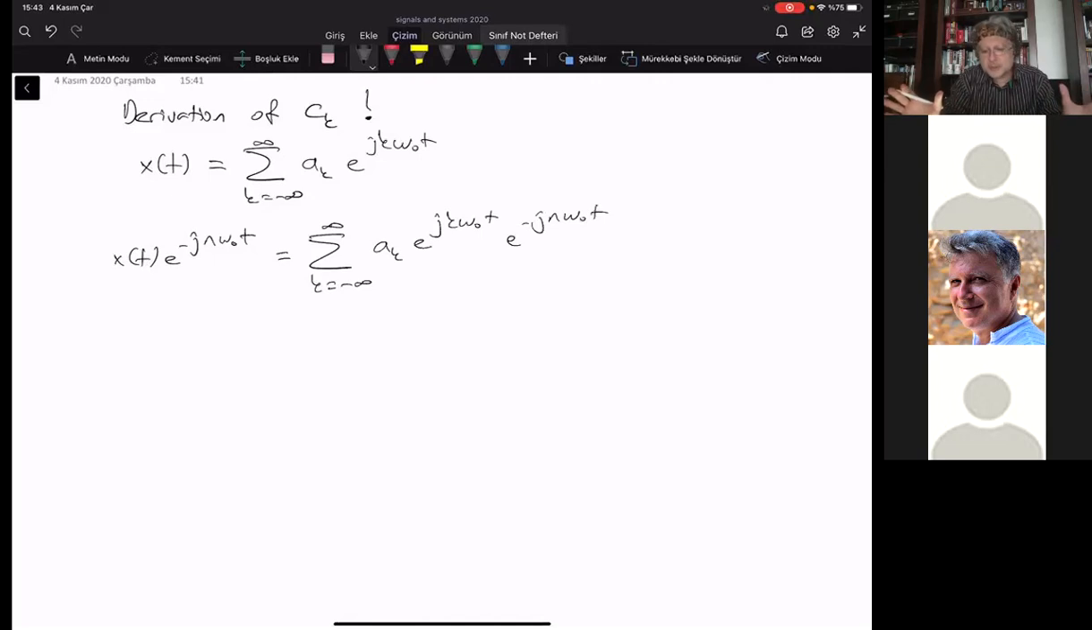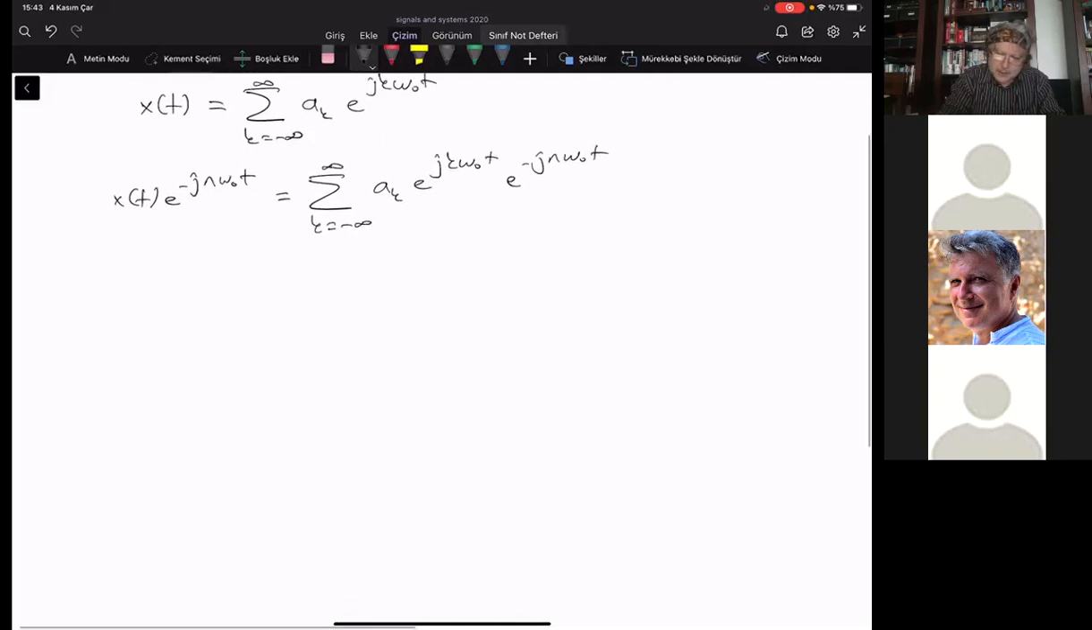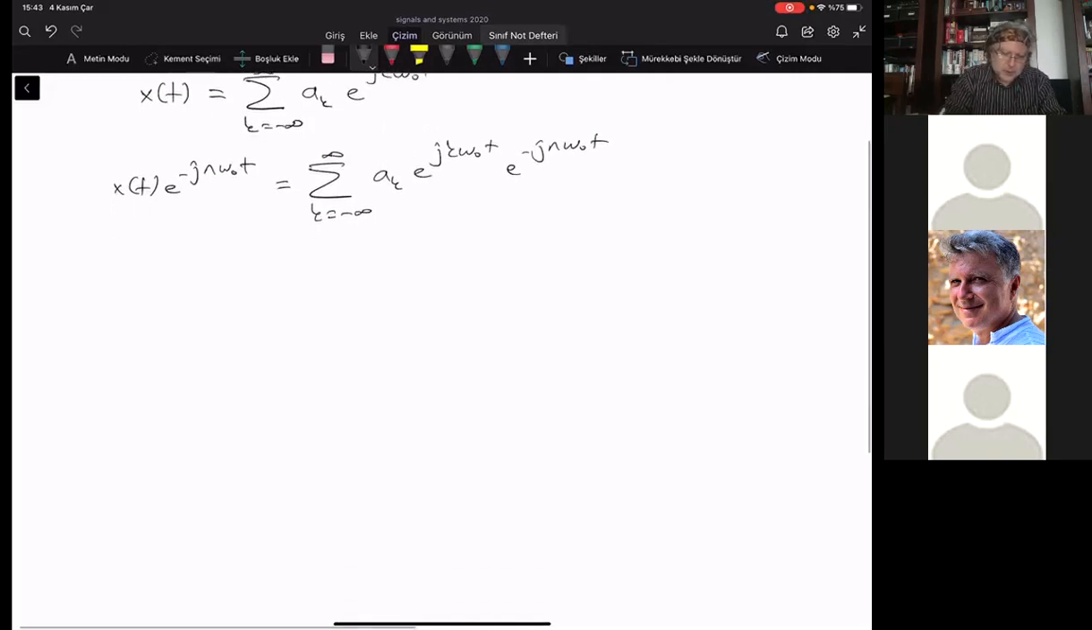Okay, both sides of the equation are multiplied by e to the minus j n omega 0 t. And now I'm going to integrate both sides of the equation using a definite integral from 0 to capital T. Since the functions at both sides of the equation are the same, when I integrate with the same limits, the integration results will also be the same.